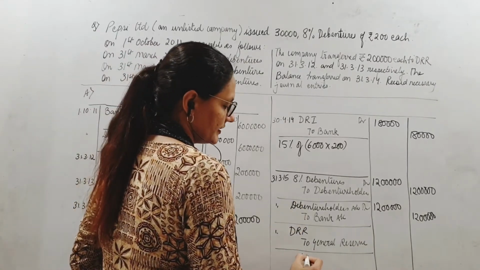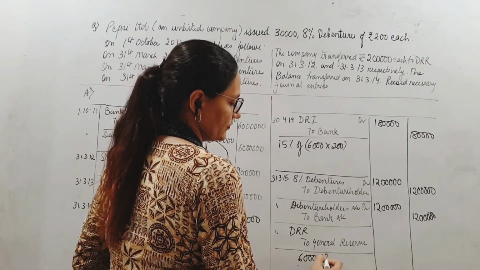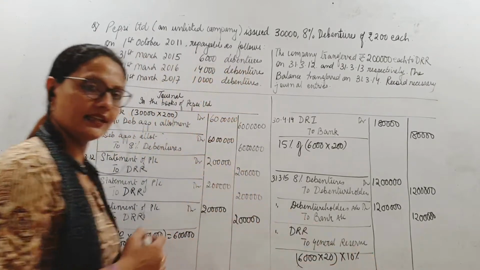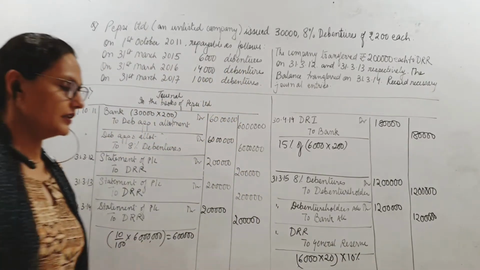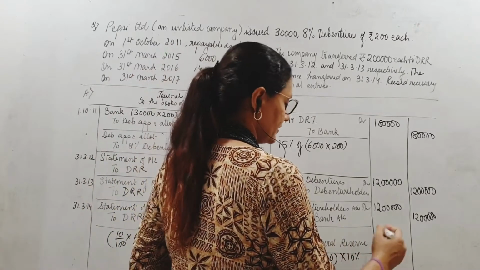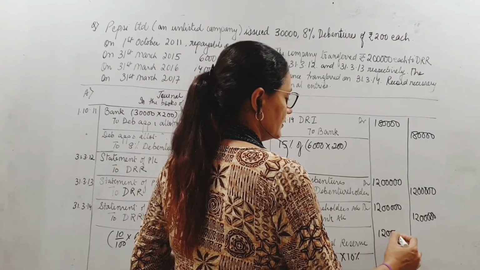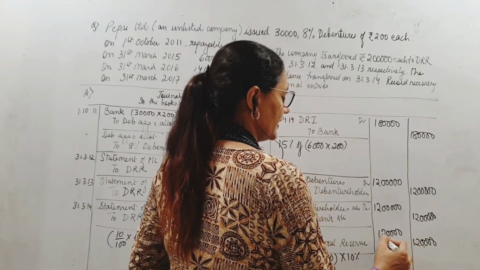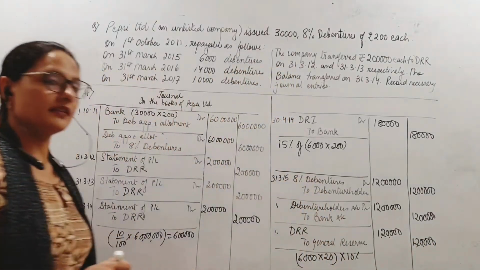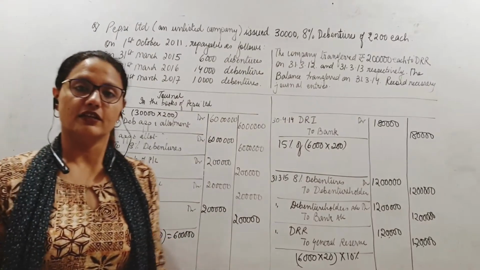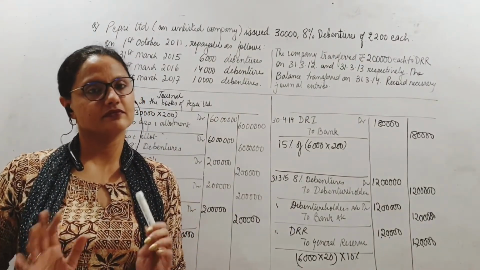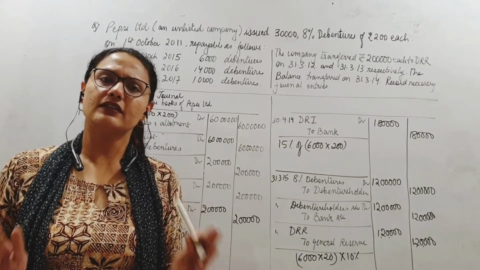So 6,000 debentures of 200 each. इस पे मैंने 10% DRR create किया था. Yes. So that amount, this is coming to 1,20,000. This 1,20,000 I need not keep in my DRR. This is now a free reserve. So this can be transferred to general reserve. Bas. First year redemption entry is done.